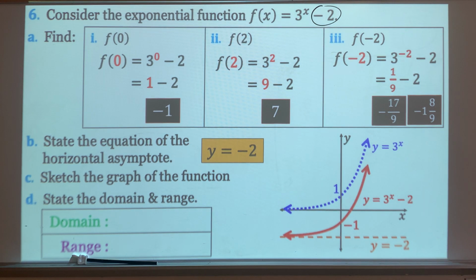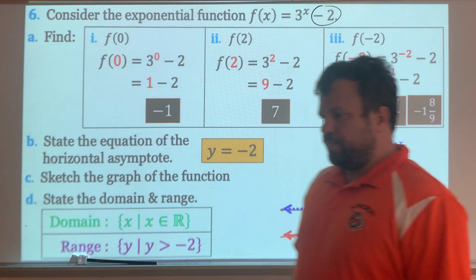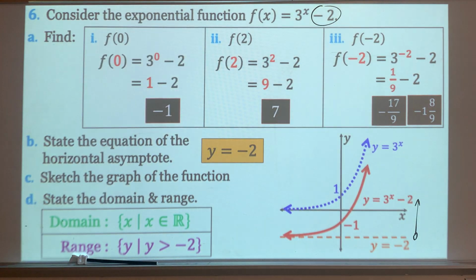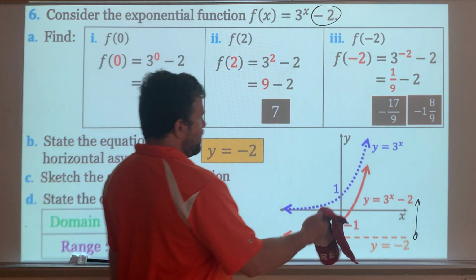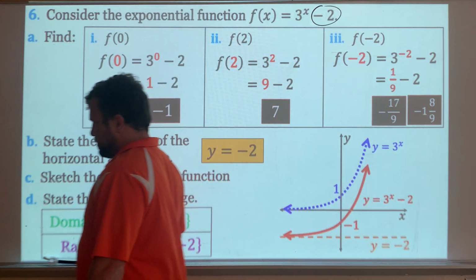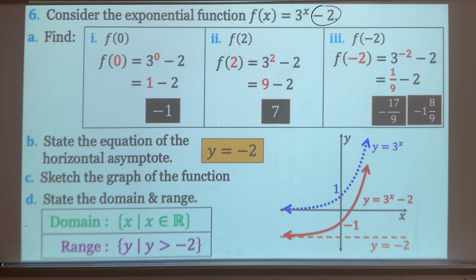Set the domain and range. Domain is your left to right value. For every exponential function, your domain is always going to be all real numbers. Your range is going to start here and go everything up, so everything above -2. So that is all the values of y where y is greater than -2. So we did a crude example, and now we're going to get into the more advanced examples. All right, so I want to do problem 7, which is very similar to this.